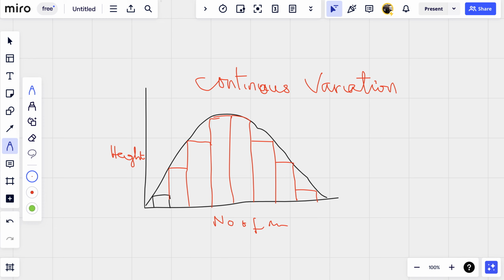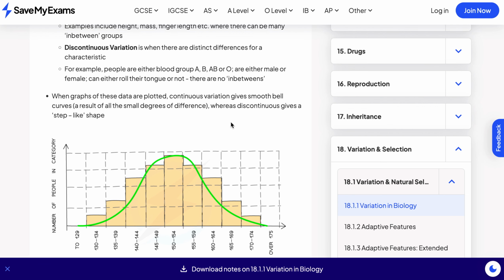Okay, so that's that for that. Now let's move on to the second one, which is the discontinuous variation. Discontinuous variations are the differences that exist in the organisms in a stepwise manner, in a discrete form.